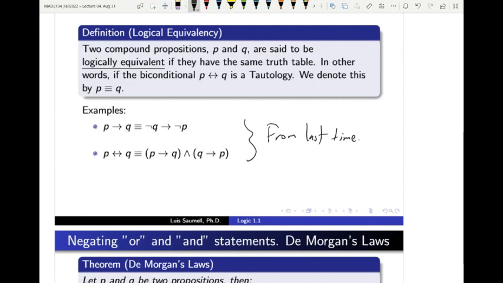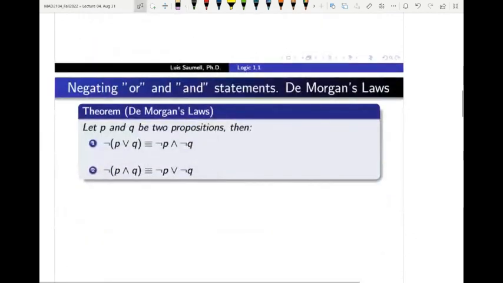Now, question: how do we negate an or, and how do we negate an and statement? The rule to negate or and and statements has a name, and it's a very important one. It's called De Morgan's law. We're going to prove this theorem. We're just going to prove one, because number two is going to be the same thing.